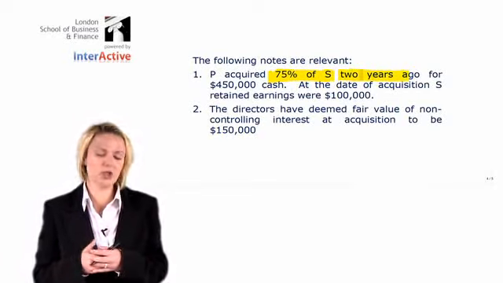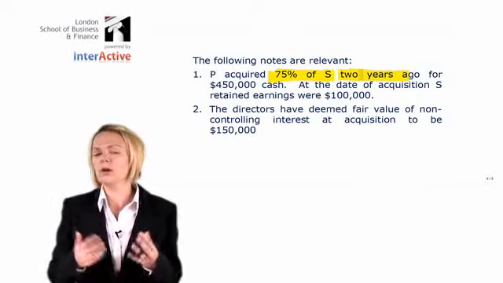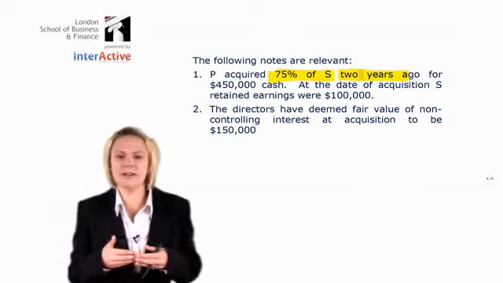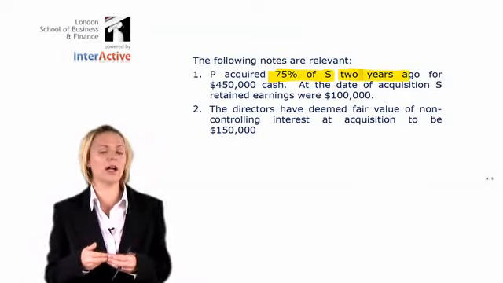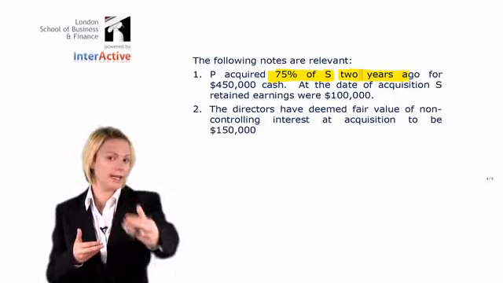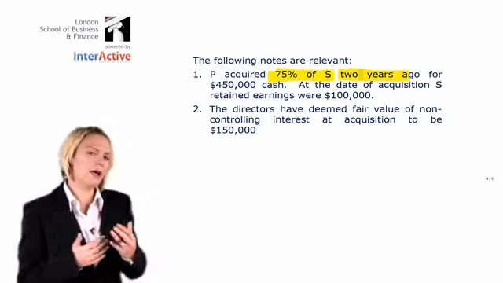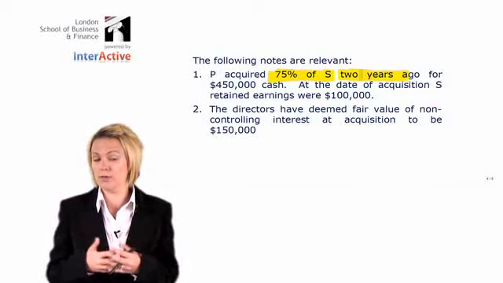We acquired the subsidiary 2 years ago, so we'll need to think about, well, okay, if the subsidiary value is $450,000 now, 2 years ago, how much is the value of that subsidiary now, 2 years on? We'll need to establish that and see if there's any growth in the subsidiary for the group accounts.